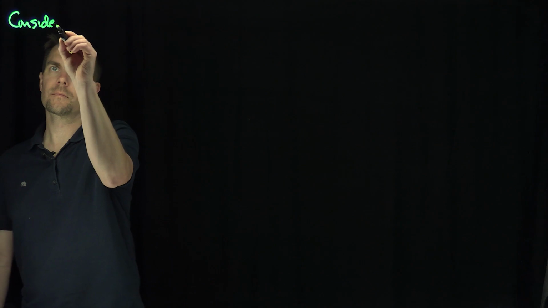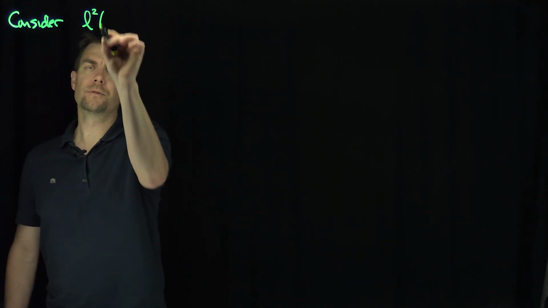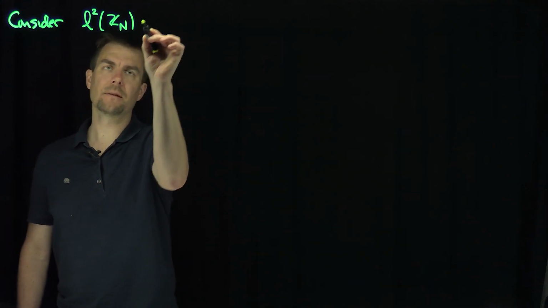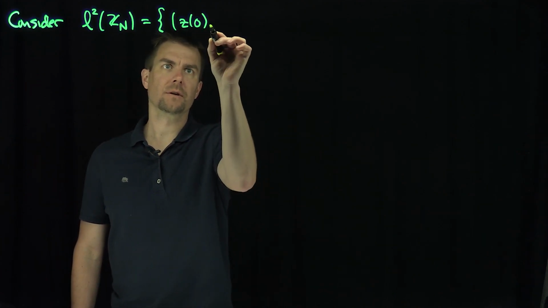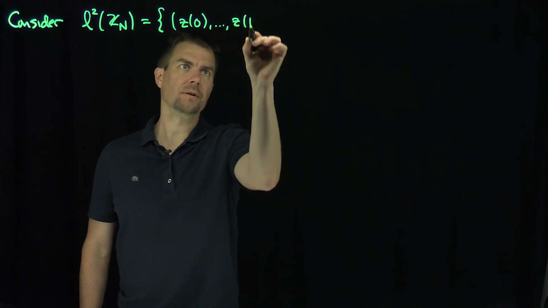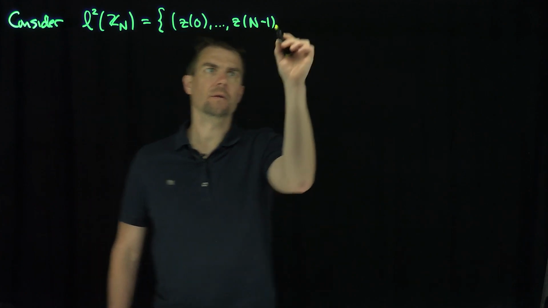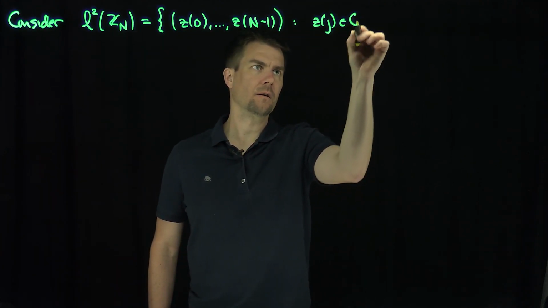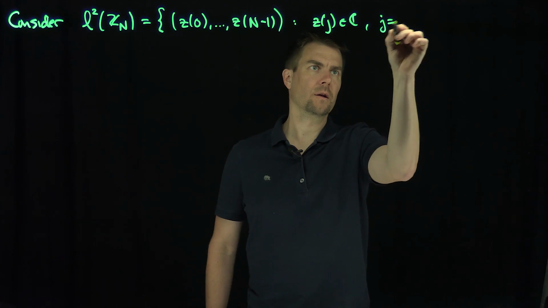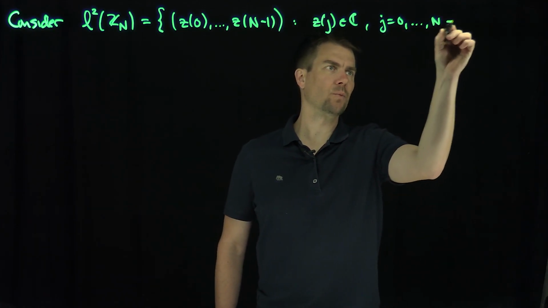Hello students, in this video we'll discuss the discrete Fourier transform. Let's consider the space L2 of Zn just as the set of all complex n-dimensional vectors z such that the Zj are in C for j between 0 and n minus 1.